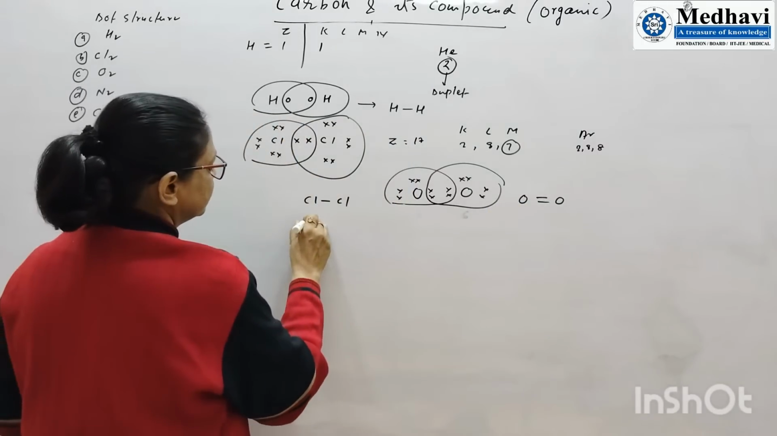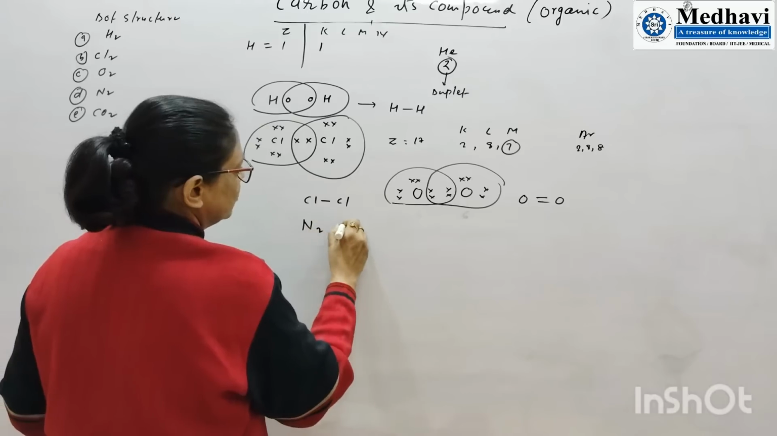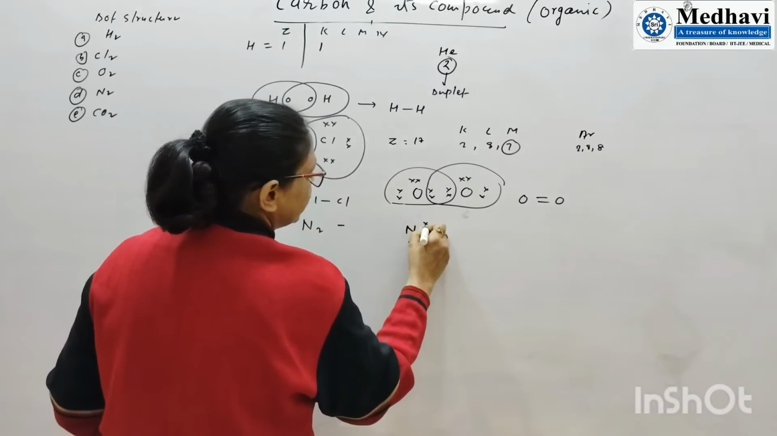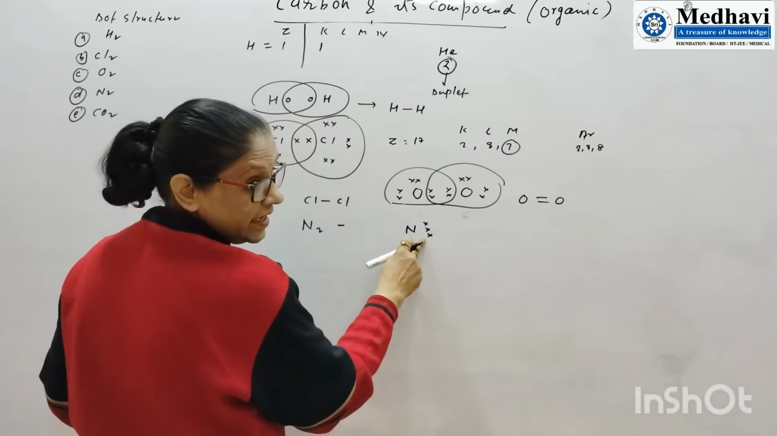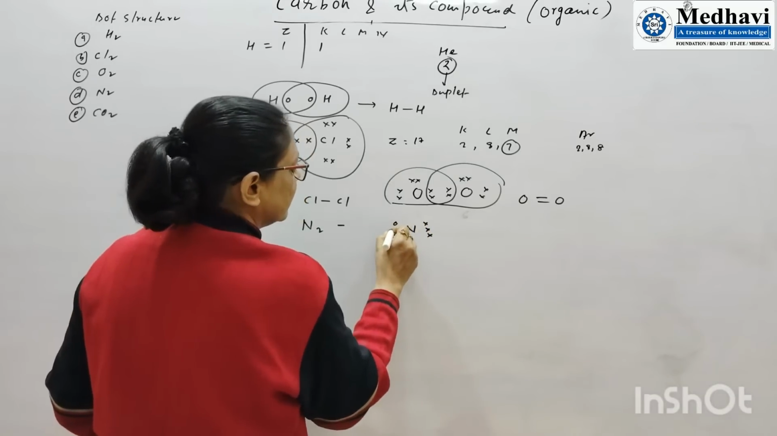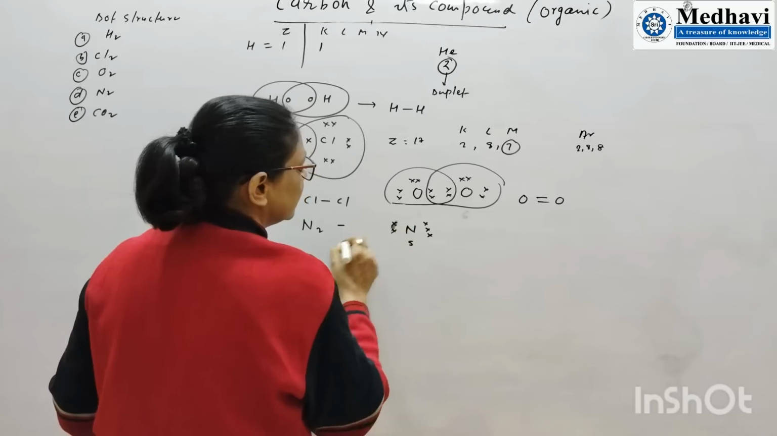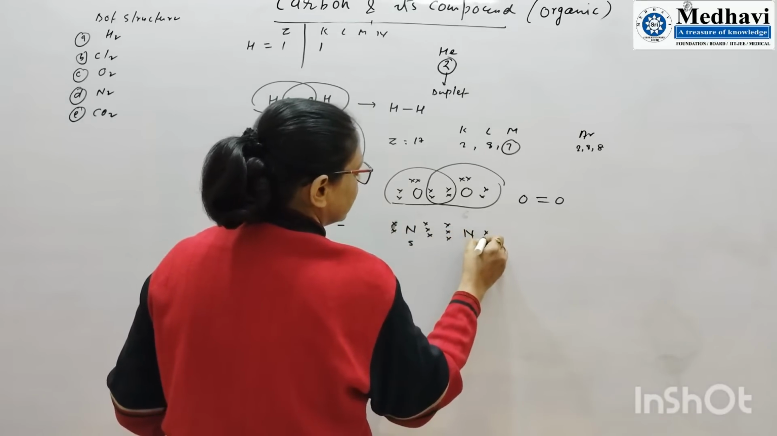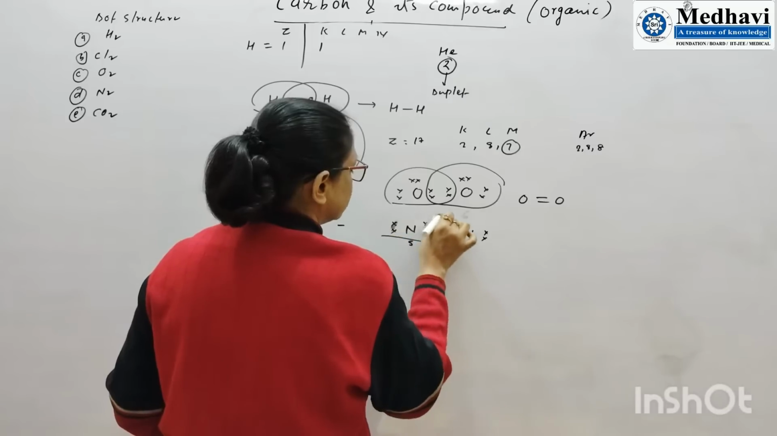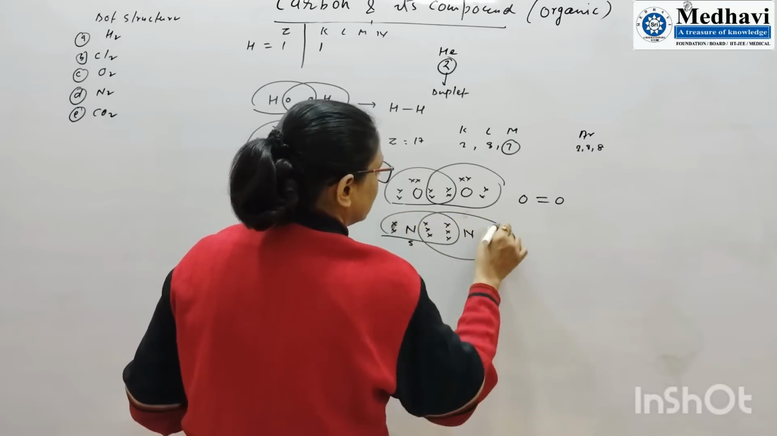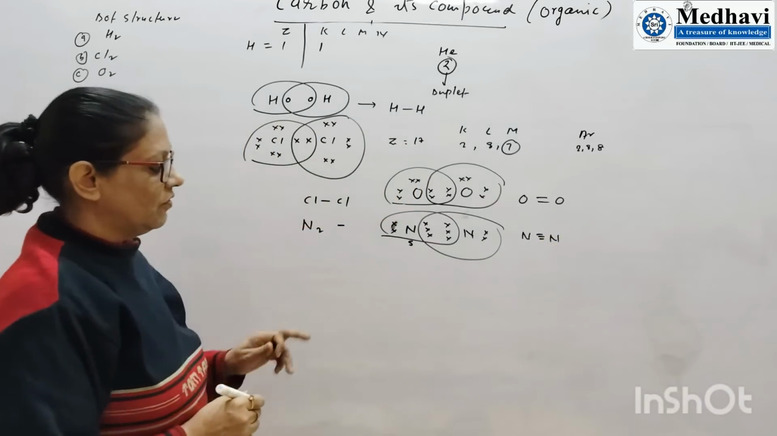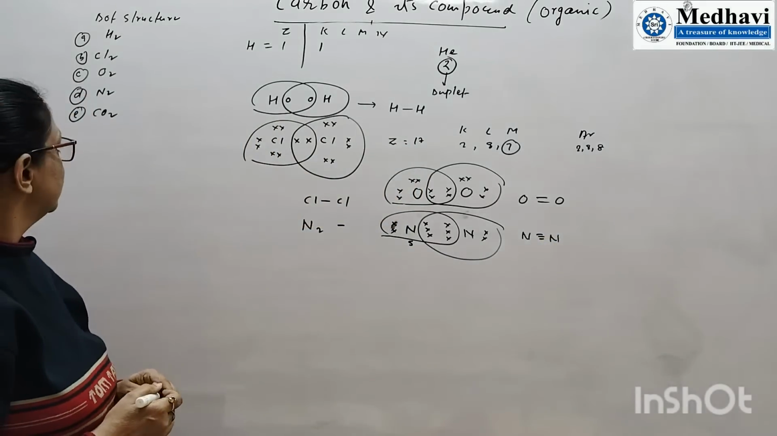The same for nitrogen, N2. Its valence electrons are 5, so it needs 3 electrons. 5 and 3 make 8. So the remaining 2 will be outside, and the nitrogen has also. Now this octet has been fulfilled. So we can say that N has a triple bond, and for 3 electrons shared, triple bond formation takes place.